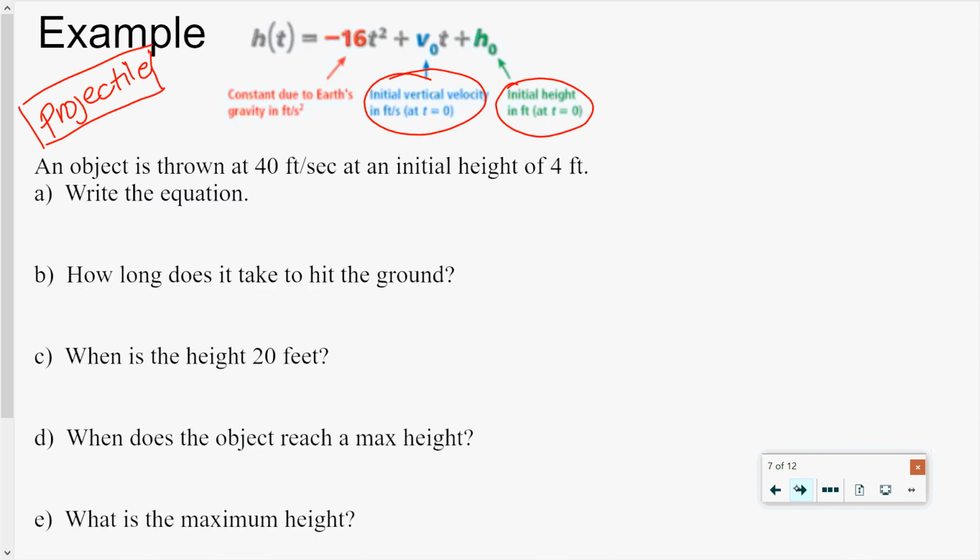The first thing that you always want to do is write an equation. So the equation is nice. All we have to do is plug it in. So it says, an object is thrown at 40 feet per second. Is that a certain height? Is that time? Is that velocity? Or is that starting height? 40 feet per second. Velocity. So that's velocity. So I'm going to plug that into v sub 0.